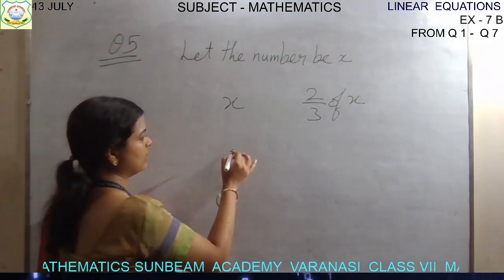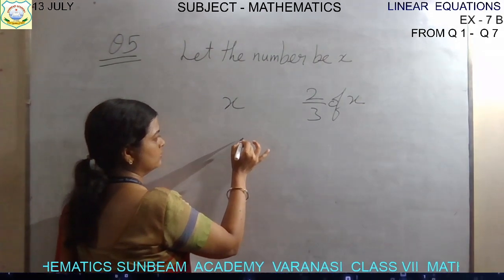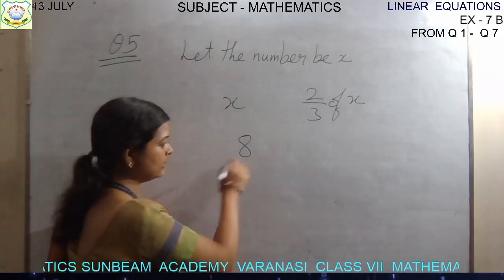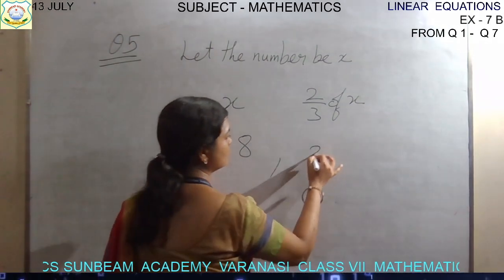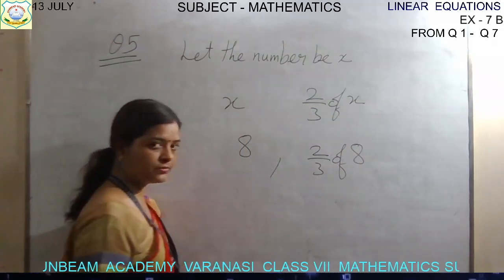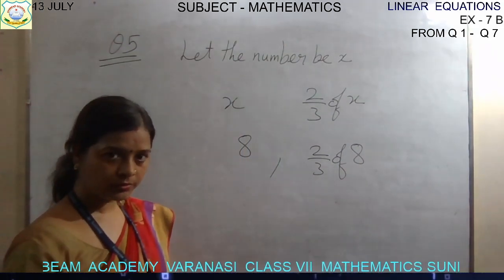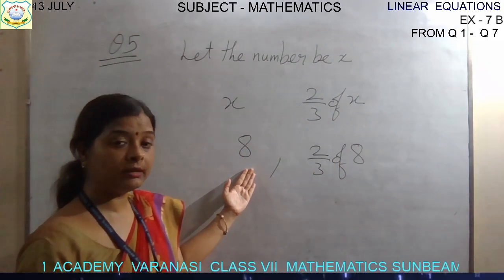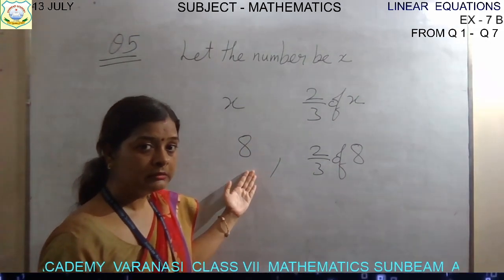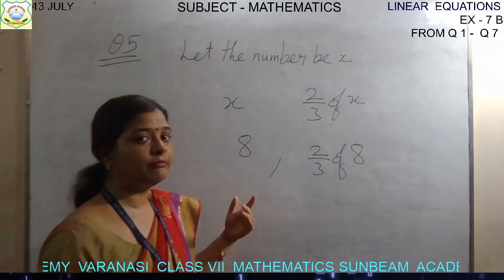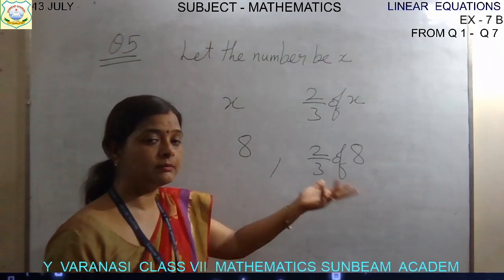Like if you are having 8, what is 2/3 of 8? So how will you find 2/3 of 8? 2 by 3 of 8. In this way you can find 2/3 of 8. But we don't know whether it is 8 or any given number. What we know is that there is a number, and if we add it with its 2/3, we will get something.